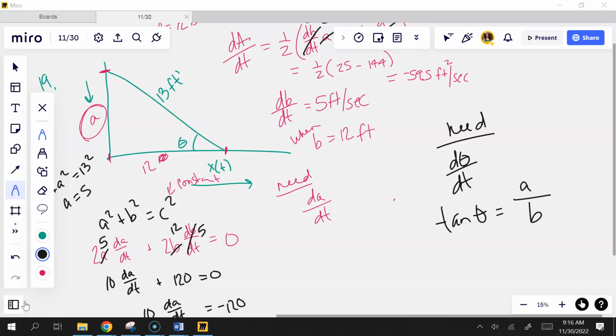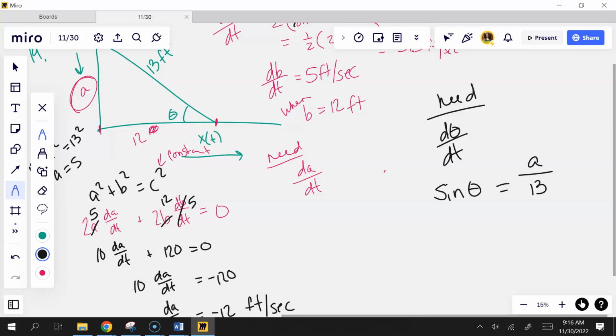I don't think it's wrong if you use tangent. I think you can pick whichever one you use. I'm just reasoning through what I think will be easier. All right, let's do this. Sine theta equals opposite, and the opposite is a over that constant, right? So I'm going to go ahead and take the derivative, and the derivative would be cosine theta d theta/dt, because I have to chain it, right? I don't know what theta is, equals, and then I do 1 over 13 dA/dt.